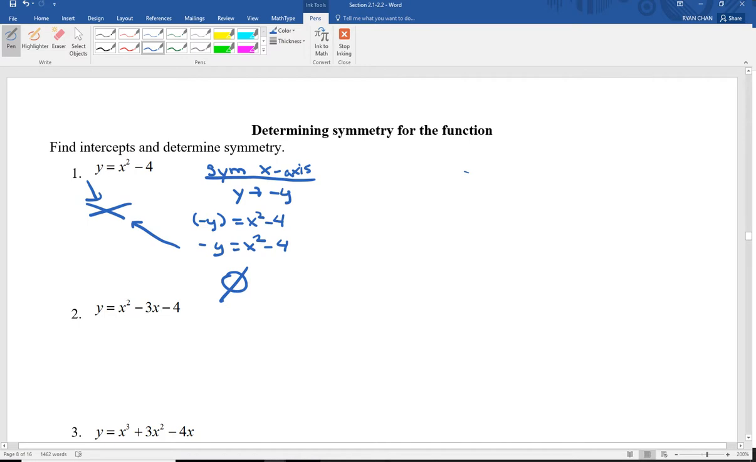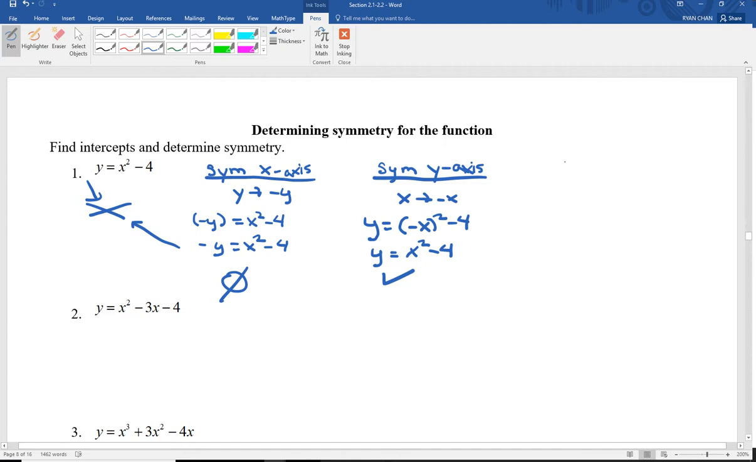So let's look at symmetry for the y-axis. For the y-axis, I'm going to do the opposite. I'm going to replace x with -x. I look at my original, and I have y equals x² - 4. I replace x with -x. Make sure you put that in parentheses. Okay, and I have y equals x² - 4. This one actually does work. So it's symmetric about the y-axis.